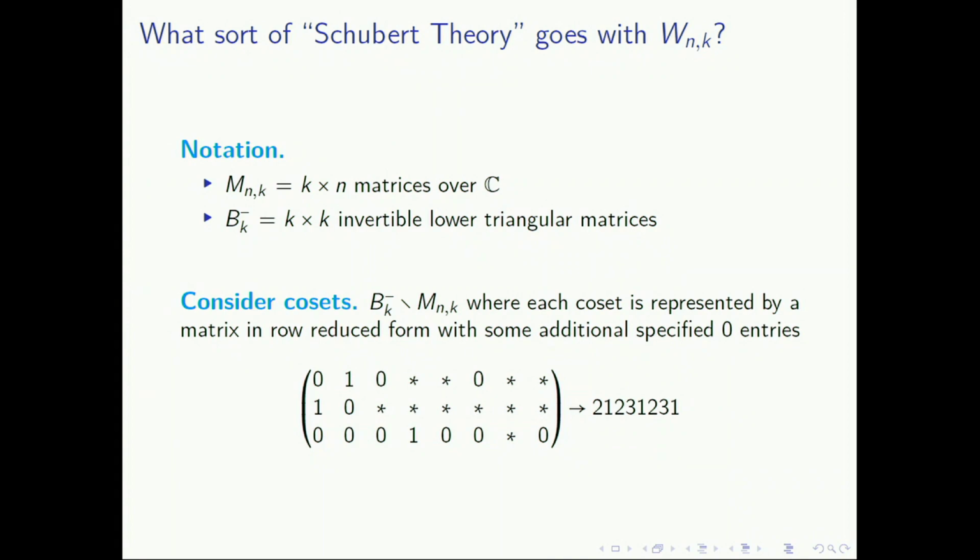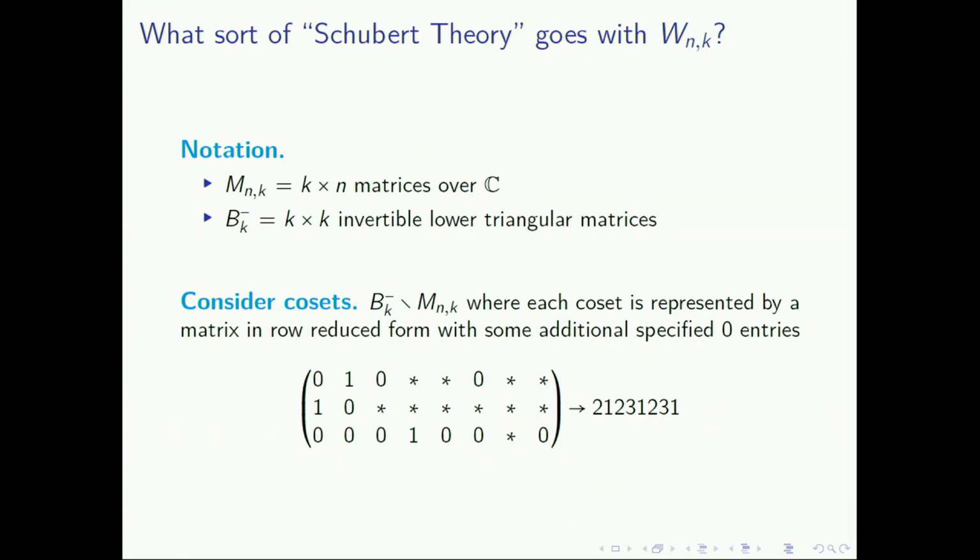And one way that you might do this is start looking at k by n matrices, right? So let's take the k by n matrices over the complex numbers and think about the action of the lower triangular matrices that are invertible on the left of that. So B minus will be the k by k invertible lower triangular matrices. And you could take the k by n matrices and mod out on the left by these lower triangulars and see what kind of cosets you get. Right? That's very natural. And that action corresponds to row reducing the matrix.